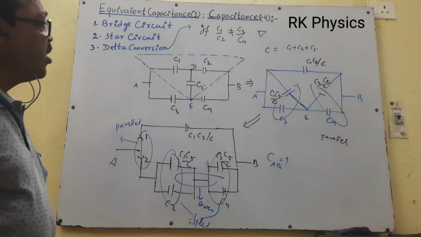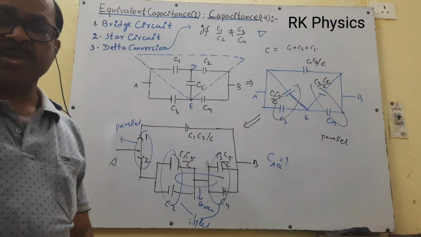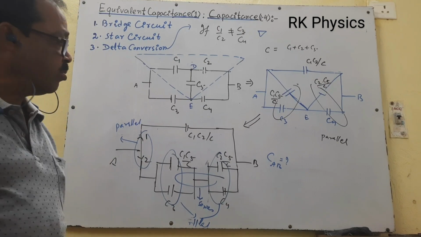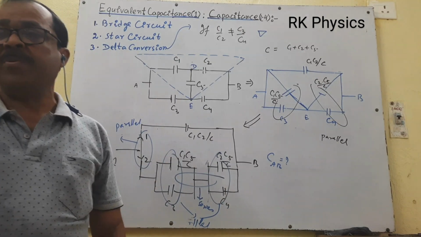if the bridge does not obey the conditions of the bridge. It violates the conditions of the bridge. You can use this type of formula.